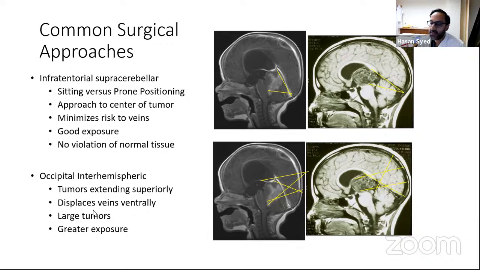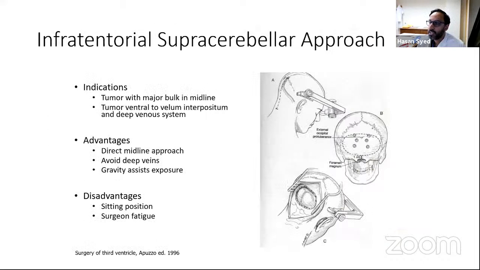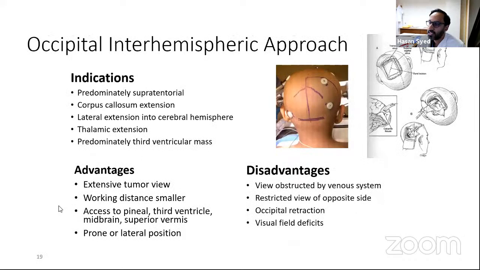As you can see from the tumor that I resected in that example, large tumors can also be successfully approached using this technique because it allows for a greater exposure. The infratentorial supracerebellar approach, Dr. Rafay talked about the advantages and disadvantages, so I'll skip these slides.